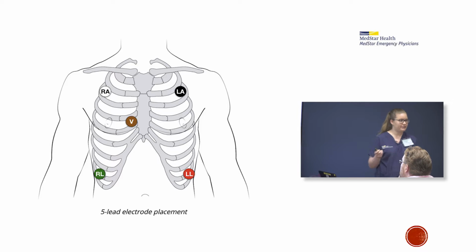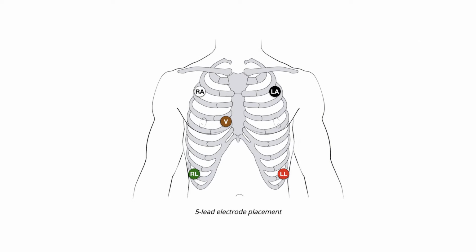So this is kind of your basic 5 lead. The way I used to learn this is right on white, smoke over fire. So it's right arm is your white lead. Left arm is your black lead, and then your left leg is red, and then the green and brown will be your right leg and the center, respectively. They should all be labeled as such, RA, LA, things like that, so you should be able to kind of piece that together.